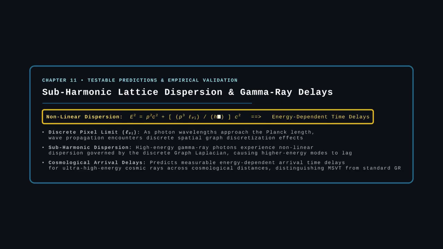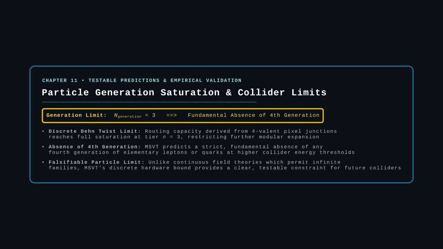Second, subharmonic lattice dispersion at ultra-high energies. Because the spatial graph possesses a fundamental pixel spacing at the Planck length, L_Planck, high-energy gamma-ray photons approaching sub-Planck wavelengths experience nonlinear dispersion governed by the discrete graph Laplacian. MSVT predicts that ultra-high-energy cosmic rays will exhibit energy-dependent arrival time delays across cosmological distances, deviating cleanly from standard Lorentz invariant vacuum propagation. Third, saturation of subatomic particle generations.